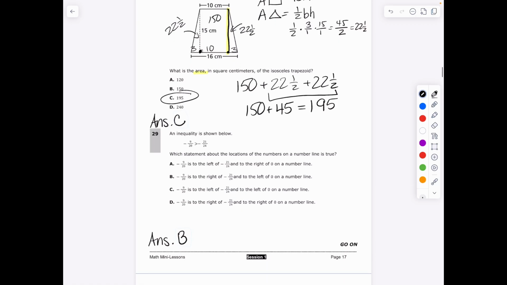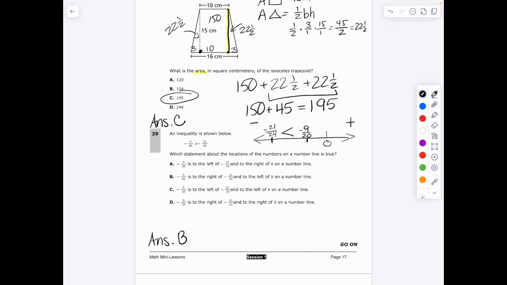Let's look at the last one here, 29. The inequality is shown. -9 over 20 is greater than -21 over 24. So let's think of it on the number line. They're both negative, so I know they're both on the left side of 0. So my bigger numbers are always on the right. My smallest number is on the left. This is telling me that this number is bigger than this number. So I'm going to write -9 over 20, and that's here. And then somewhere on the other side is -21 over 24. Okay? And I know that this one is the bigger one.